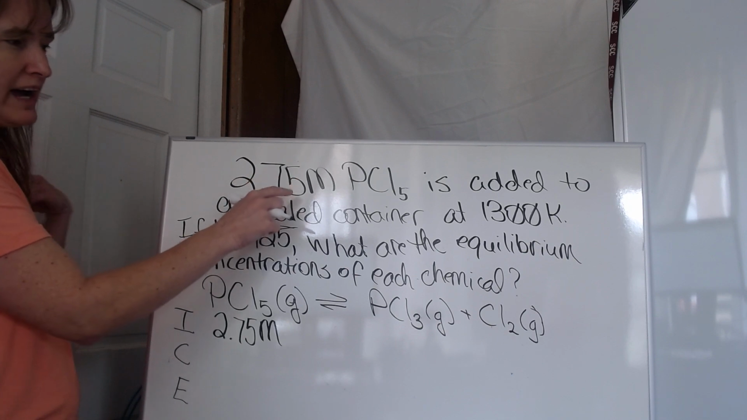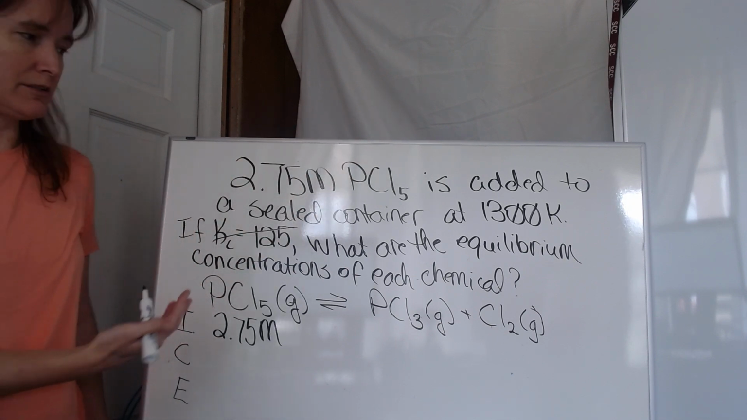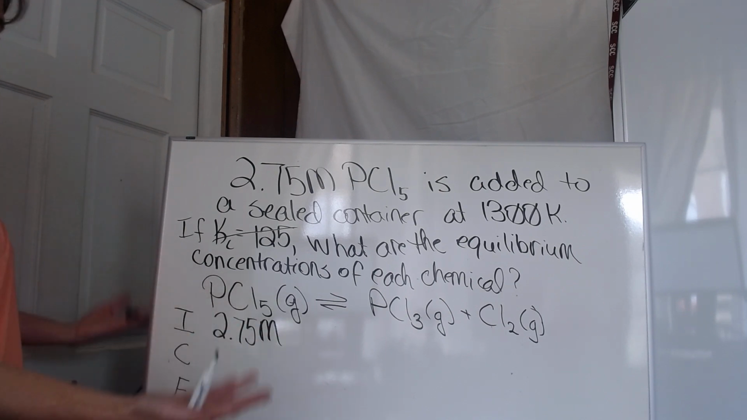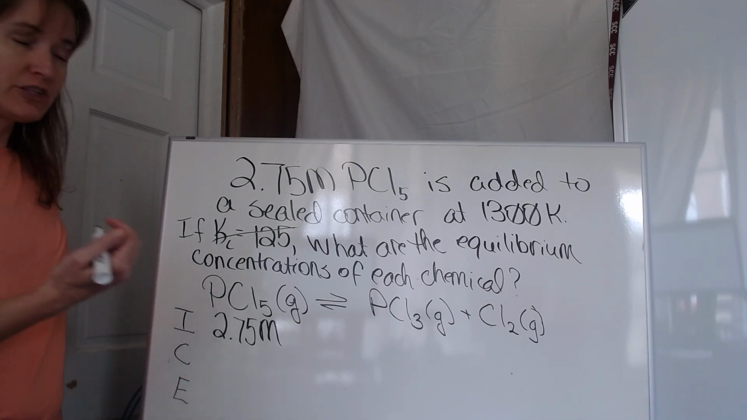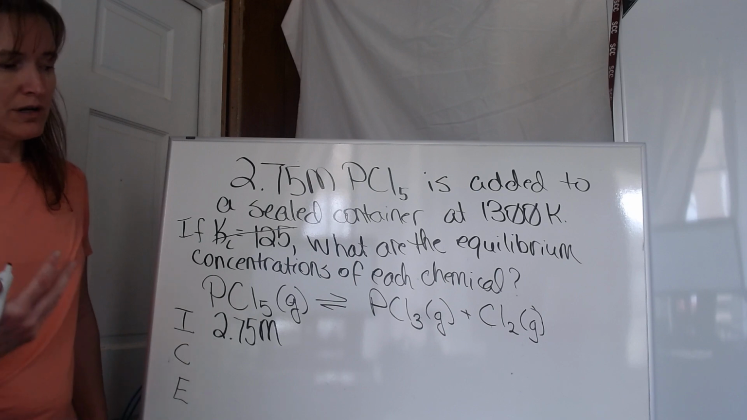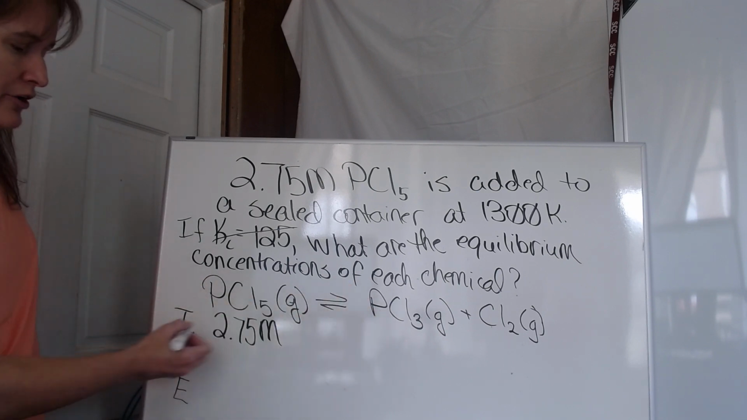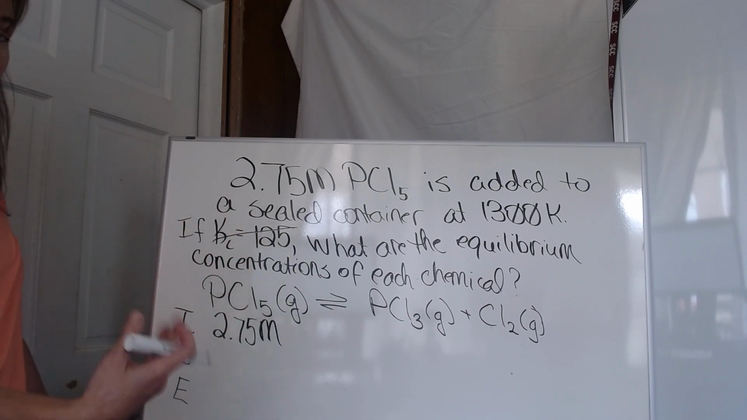The 2.75 is added to a sealed container, so if nothing's happened to it yet, it's the initial amount, and it goes underneath PCl5. And that's all I have. I don't know anything else, so there are no other numbers that I can plug in. You're going to sort this out just the same as we did the last problem. You're going to start with the initial row. Anything that you were not told that you had, it means you don't have any.